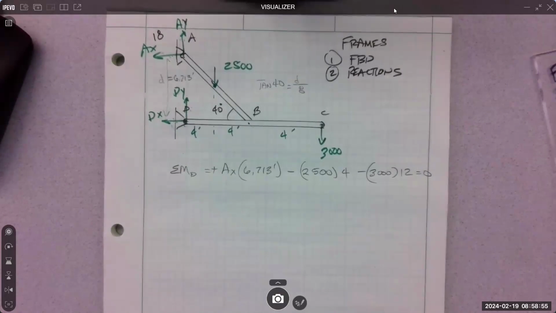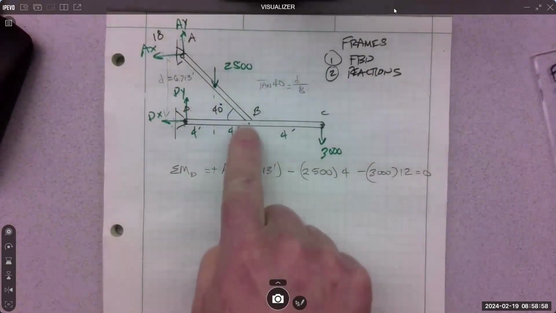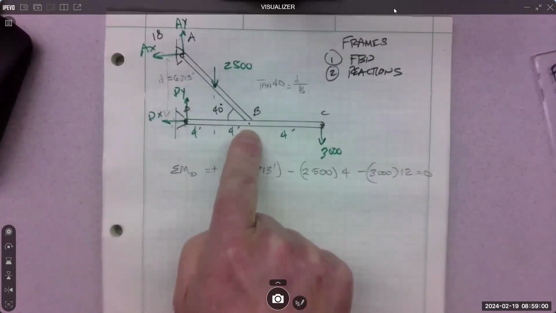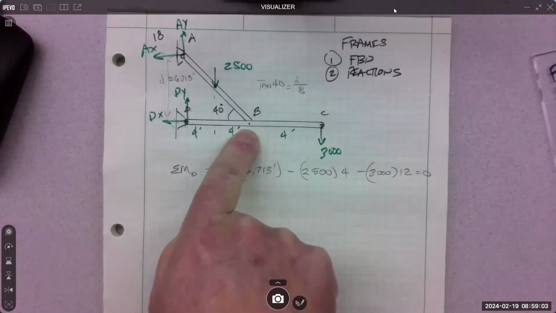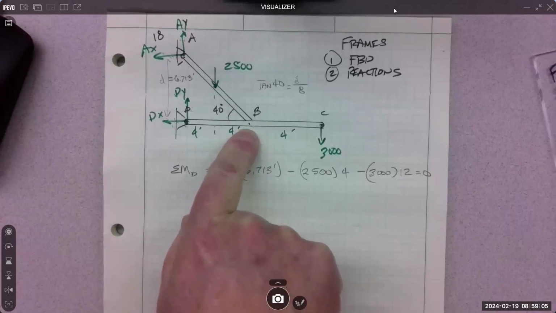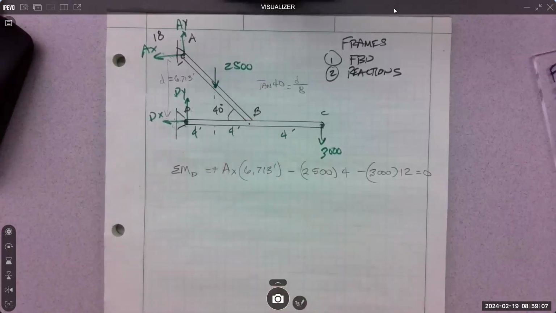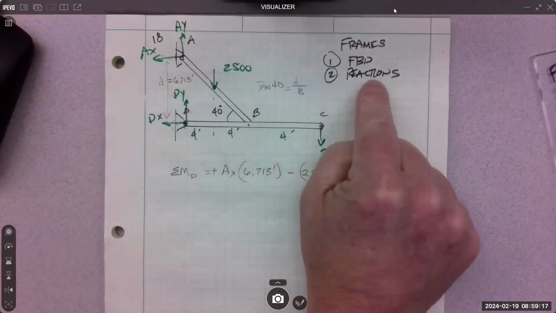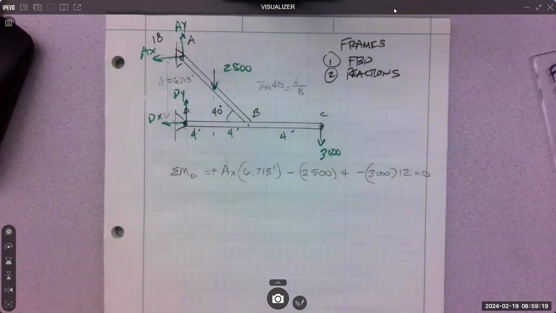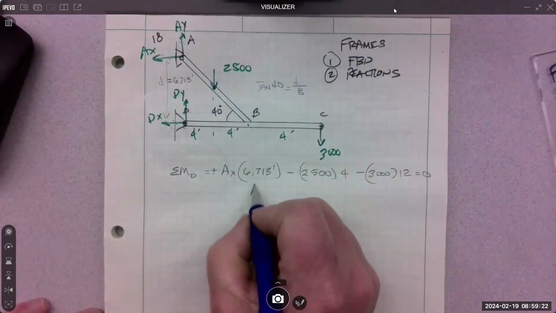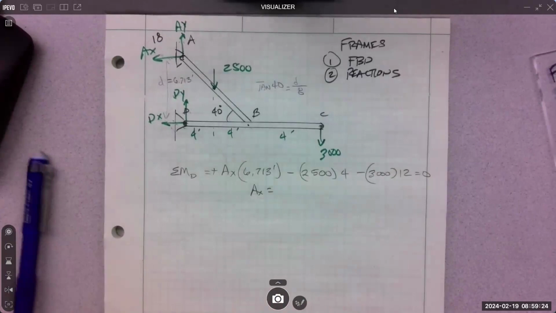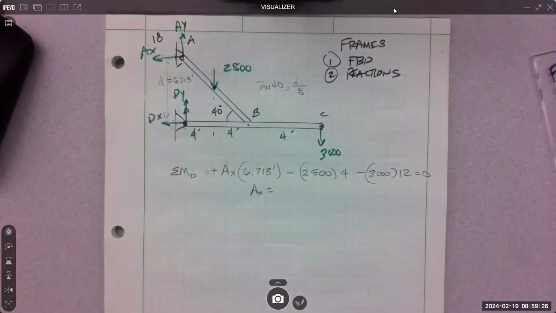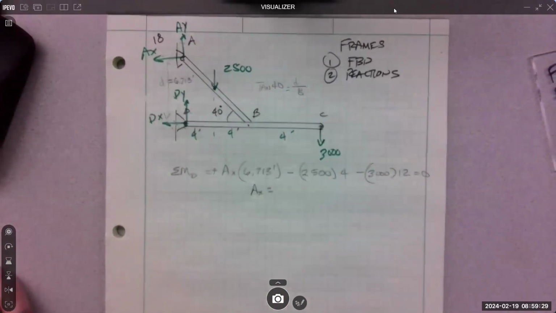When you're at this step, solving for the reactions, notice I did not take point B apart. You're going to do that by accident. Don't do it. There's no forces here. If you leave a point together, you don't have to account for the forces. So I've left the frame together when I solve for the reactions. That's super important. What do we get for AX?